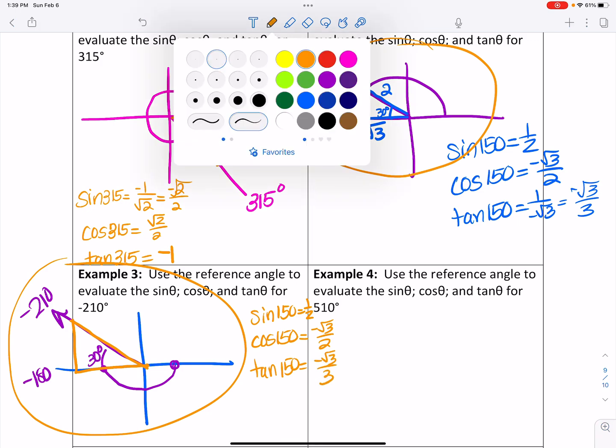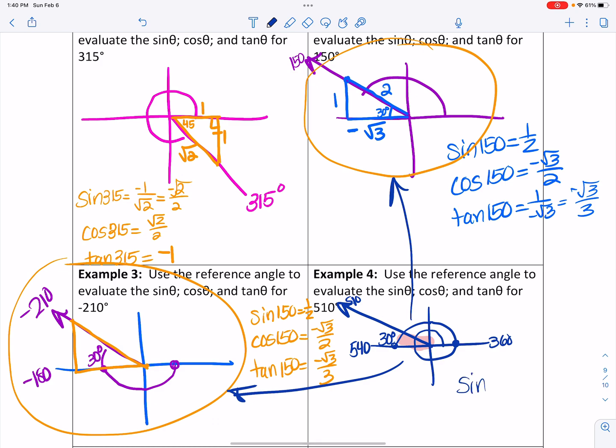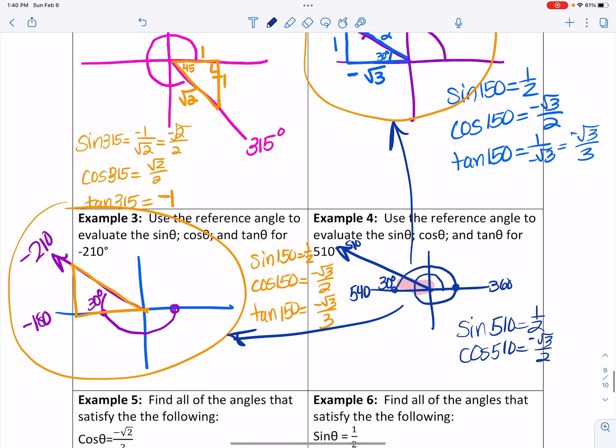Okay, same thing. Take a look at 510. So here's 360. Here's 450. Here's 540. So 510 would be 30 away. This angle in here would be 30 degrees. Well, wasn't that the same as this one and the same as this one? So my answers are going to be the sine of 510 is 1/2. The cosine of 510 is a negative root 3 over 2. And the tangent of 510 is a negative root 3 over 3.